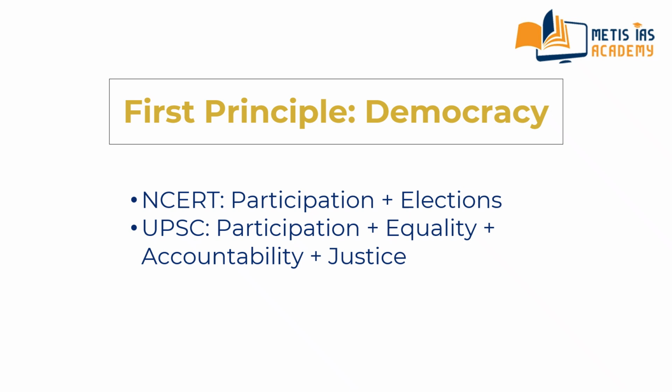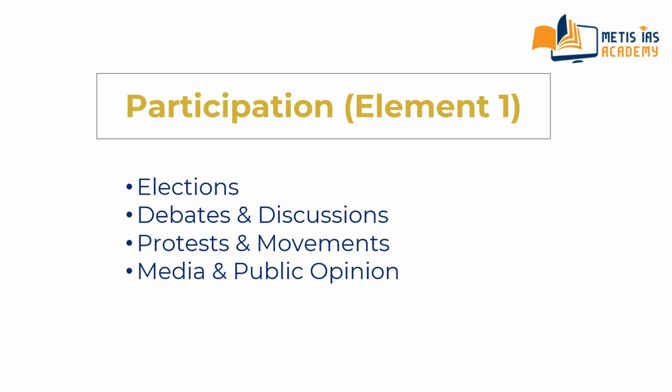What is meant by democracy? Democracy is a form of government where people participate in decision making and elect their representatives. But democracy does not work automatically. Participation alone is not enough. It works only when citizens actively participate and when the state treats everyone equally and justly.